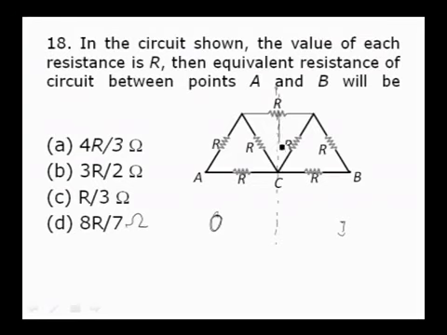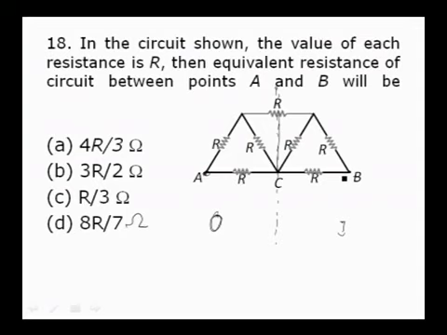Then you are going to consider only this portion. After calculating this portion, you are going to calculate the addition of these two. Because this and this are identical, whatever value you get for this, you multiply by 2. We get the resistance between A and B.